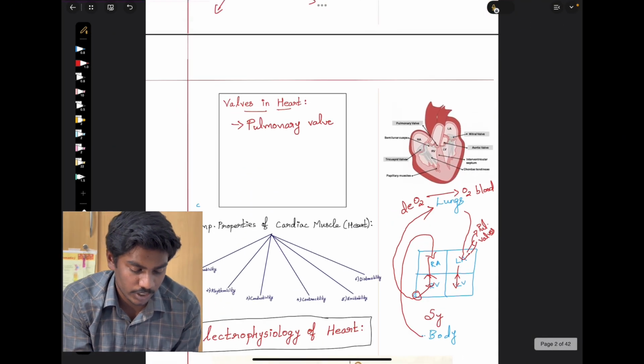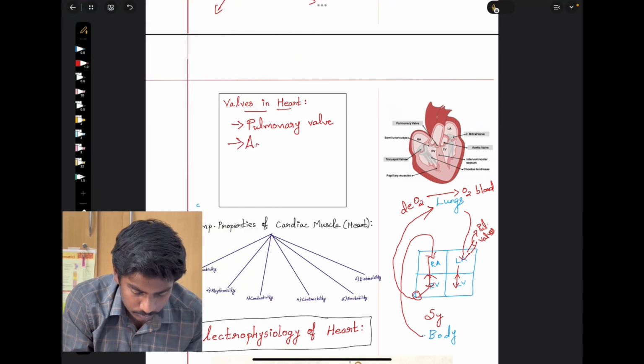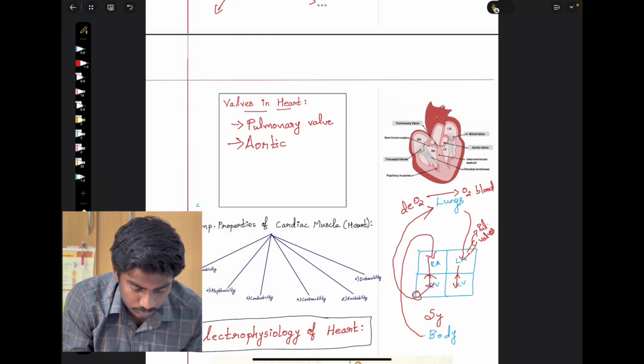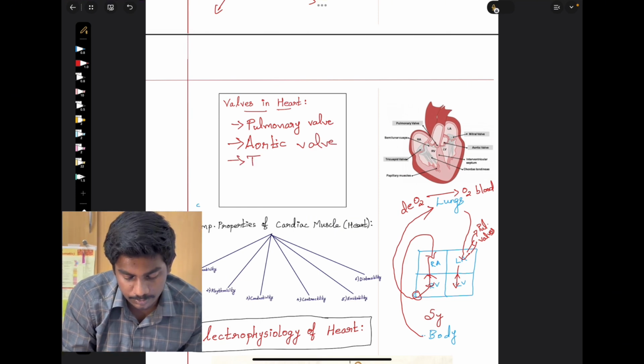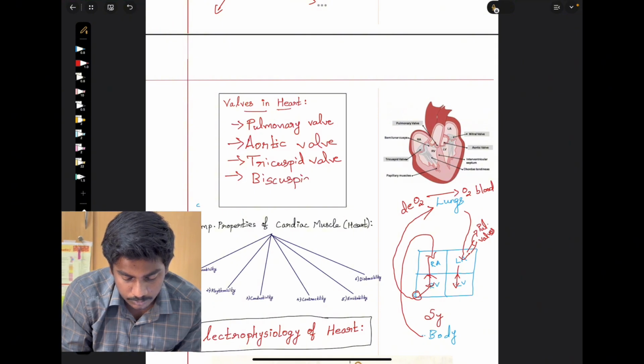The next valve we are going to see is the aortic valve. The next is the tricuspid valve. The next is the bicuspid valve. The last is the semilunar valve.